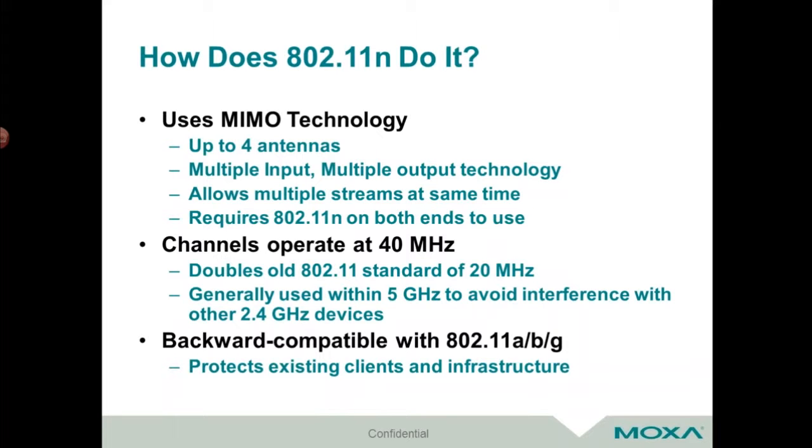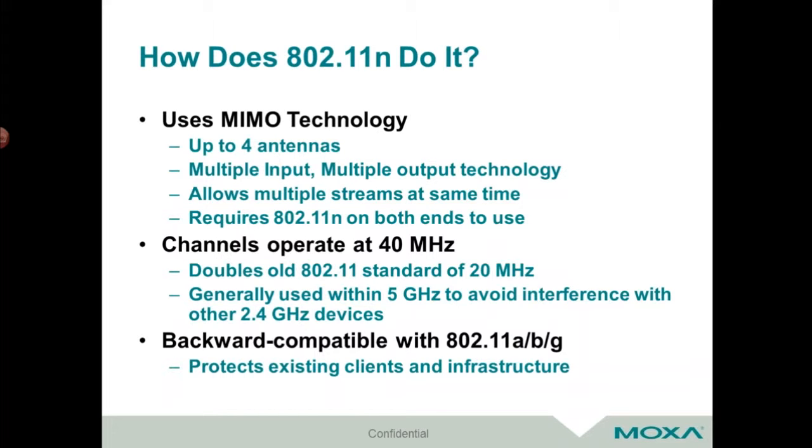In addition to that, the channel sizes are double what they were in the older standards. The older standards had 20 megahertz wide pipes, or channels. 802.11n uses 40 megahertz. You can think of this like a volume of water that flows through a pipe. If you've got a small diameter pipe, you only have a small amount of water that can flow through it. But if all of a sudden you double the size of that pipe, you have a significantly larger volume of water that can flow through. It's very similar with wireless channels. The wider the channel, the more data can flow through it.